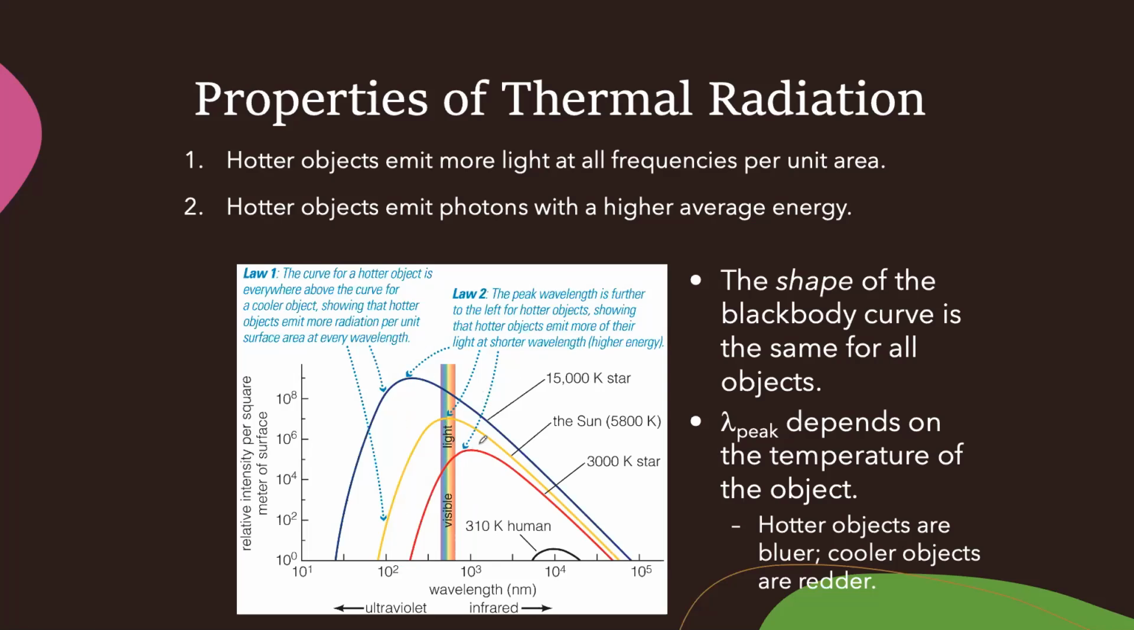Okay, so you see how the curve for the 3000 Kelvin star, the red curve, cuts through the visible light spectrum? We all see that? Hold on, where's my chat? Okay.